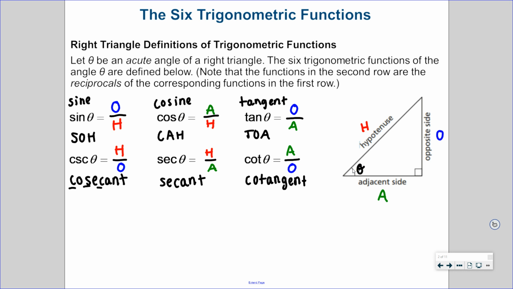It's just a way to now identify every single possible ratio of sides of a right triangle. Okay? We'll dive deeper into this in the next lesson, but you need to know what cosecant, secant, and cotangent are for this next part.